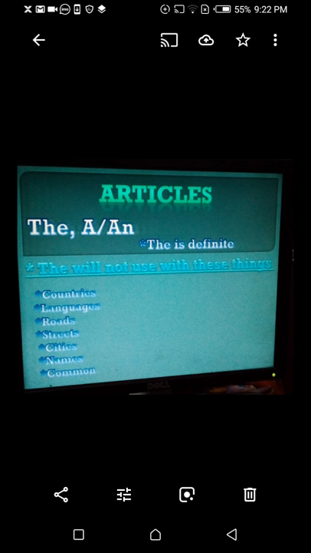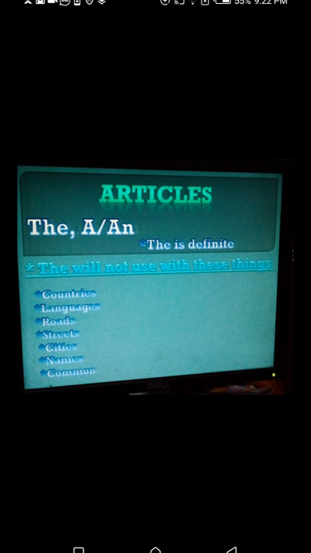Friends, today we'll learn about the articles. There are two articles: a, and an is used besides of an. The and a, these are articles.